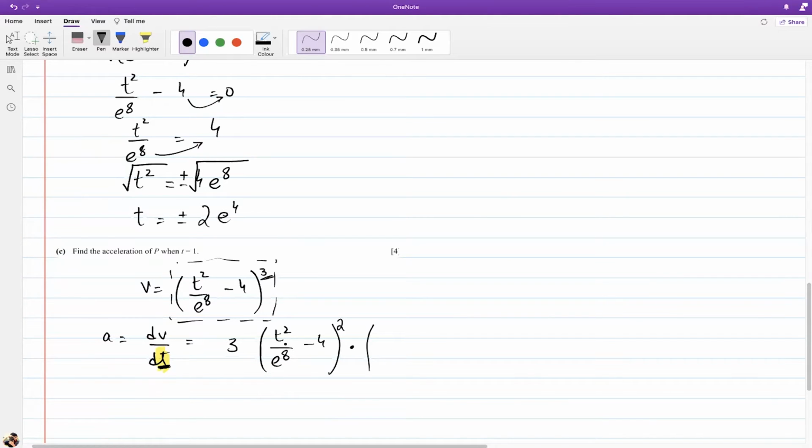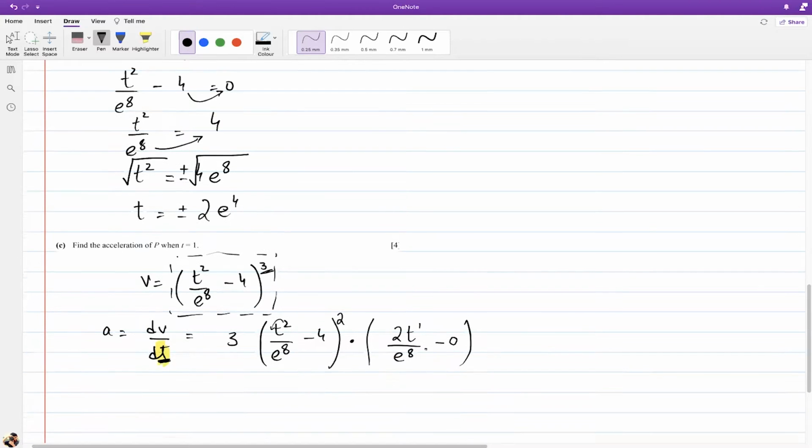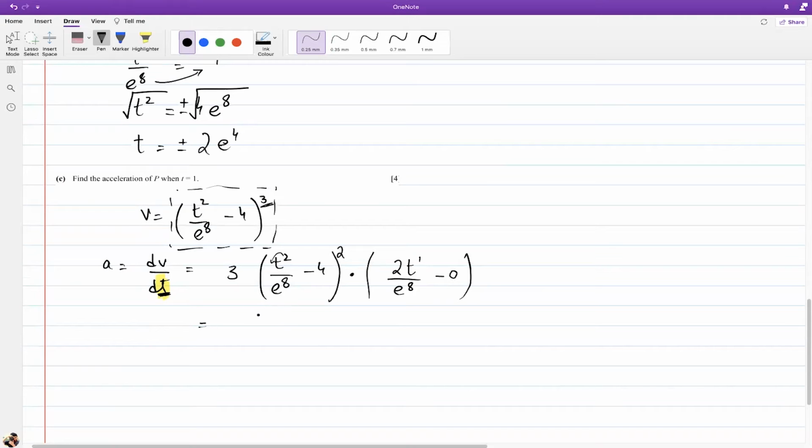Remember that e is a number, just like 4 is a number, so we will not do anything to it. The e power 8 will just remain as it is. You have to take the derivative of t square, which becomes 2 times t power 1. Why 2? Because this 2 multiplies, and t power 1 because the power reduces by 1. The derivative of minus 4 is minus 0, so whether you write it or not makes no difference. So you are left with 6t over e power 8, times (t square over e power 8 minus 4) whole square. And that is your acceleration.